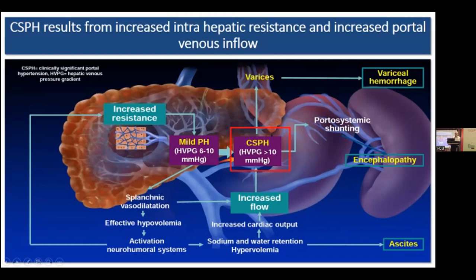CSPH is defined as a pressure of more than 10 millimeters of mercury. It leads to varix development, collateral formation, followed by variceal hemorrhage. Systemic shunting also lets ammonia bypass the liver, leading to the development of hepatic encephalopathy in decompensated cirrhosis.